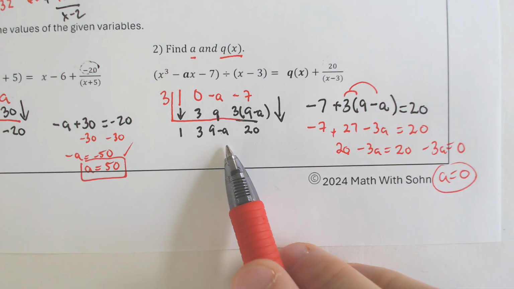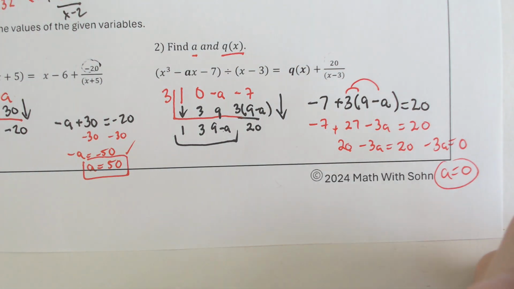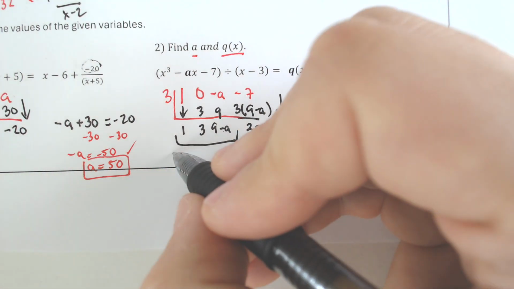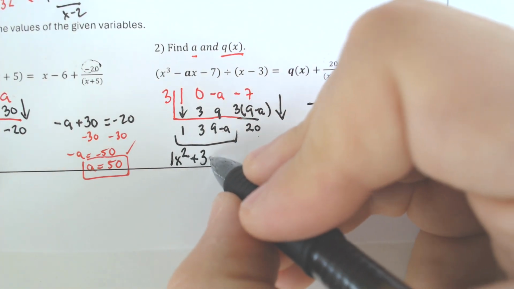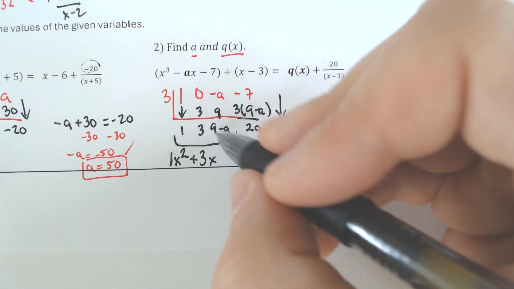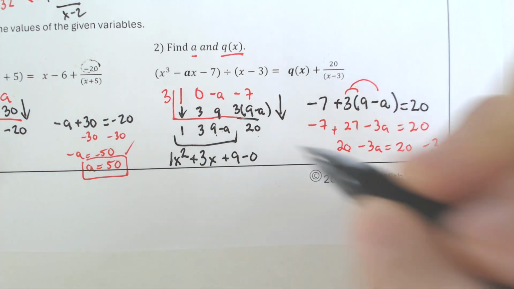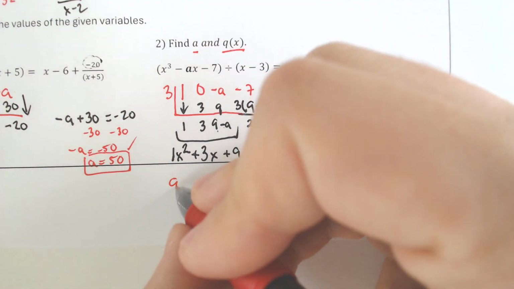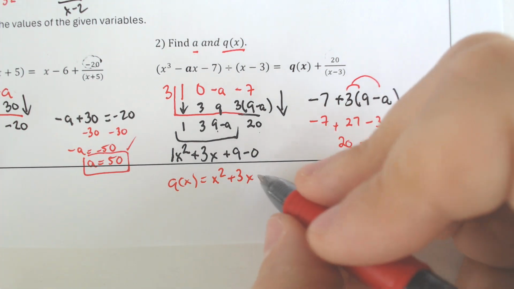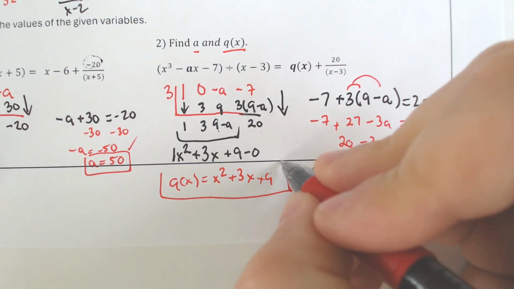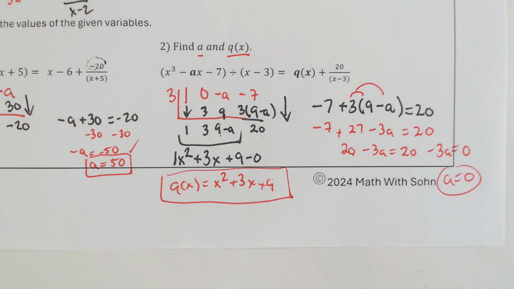Well, q of x is almost found for because this whole stuff right here would be the quotient, and this is the remainder. So we have 1x squared. You don't need to write the 1. Plus 3x. And then the next part would be 9 minus a. So this would be plus 9 minus 0, which ends up being a q of x is equal to x squared plus 3x, not plus 0, but plus 9, because 9 minus 0 is 9. All right, that's going to do it for this one.